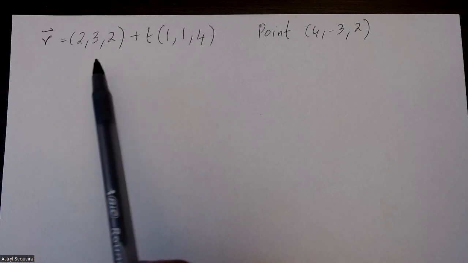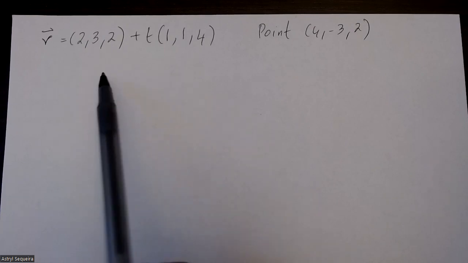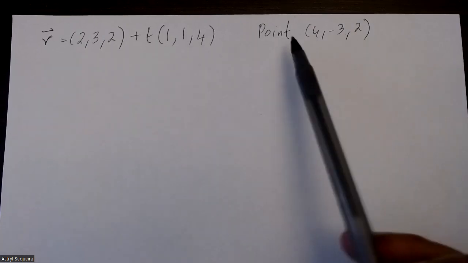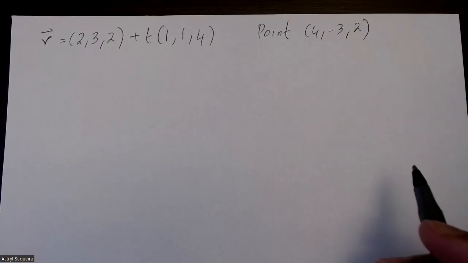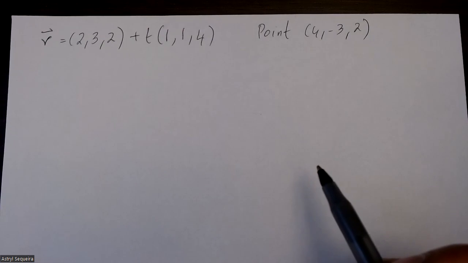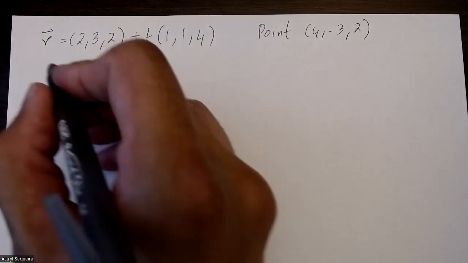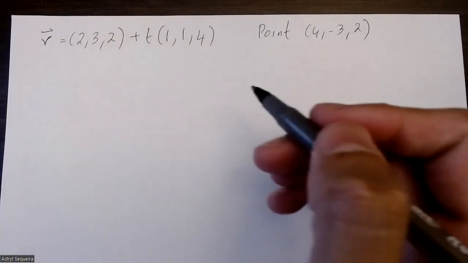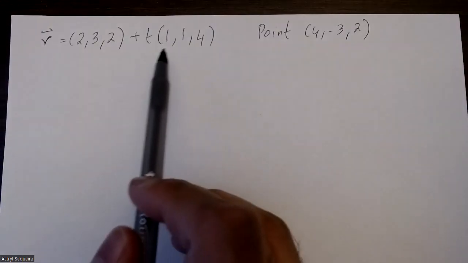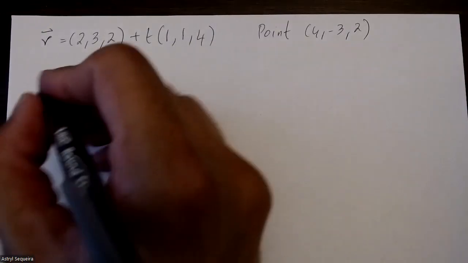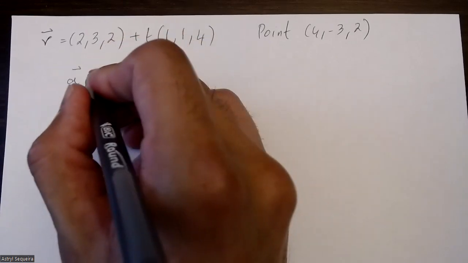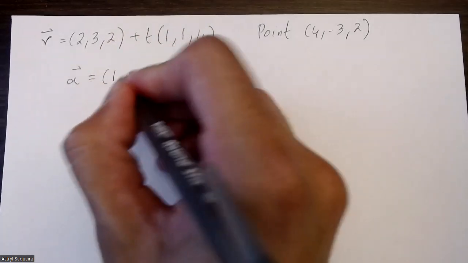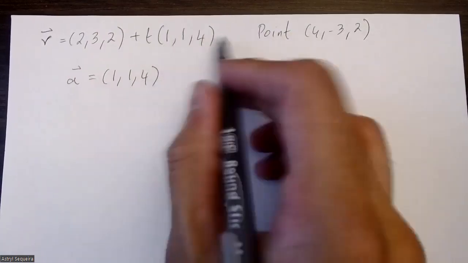All right, so we need to find the Cartesian equation of the plane that contains this line and this point. For a Cartesian equation, we always need your normal vector. And for your normal vector, you always need two direction vectors and you need to cross multiply them. So I have one direction vector over here. I'm just going to call it A. That's just the direction vector of my line.